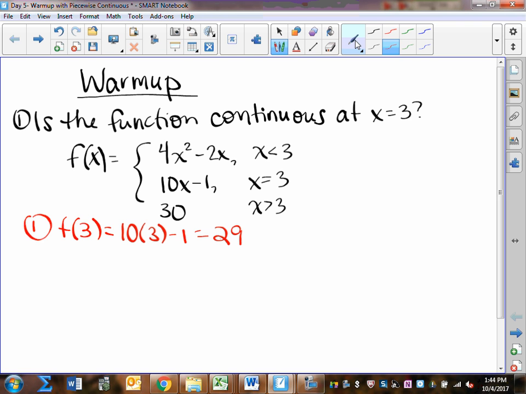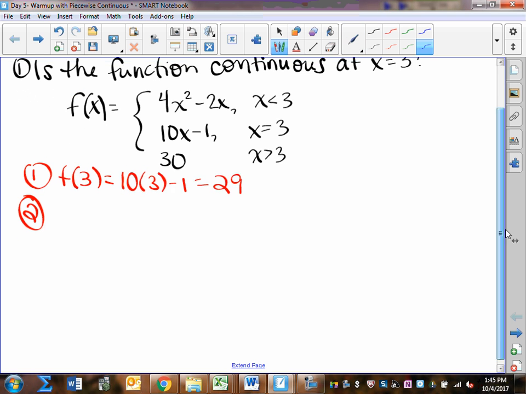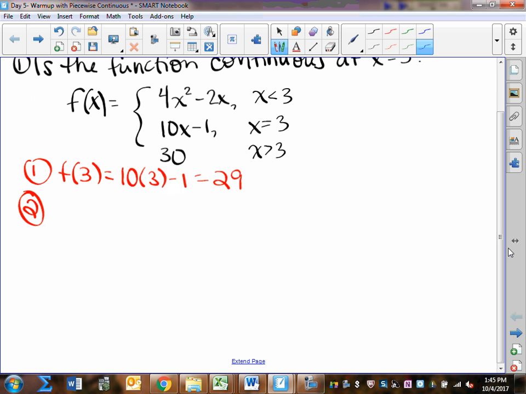Alright. Now, secondly, I need to check that my overall limit exists. But we're working with a piecewise function, so I don't just get to do one limit, I have to do left, and I have to do right. This does take some time, but it's what's necessary to truly check that it is continuous. So I need to check that my left-hand limit is equal to my right-hand limit.